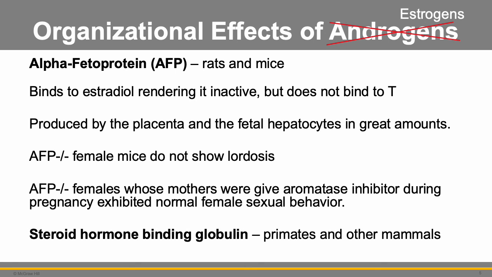In humans, the analog is the steroid hormone binding globulin that we find in primates, including humans. Humans are primates as well. And it serves the same function, and is very similar structurally.